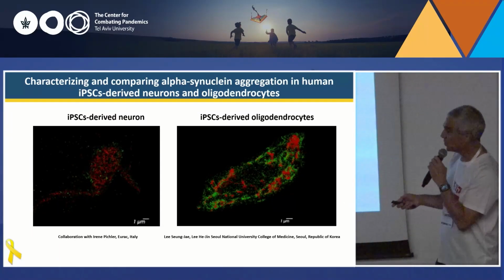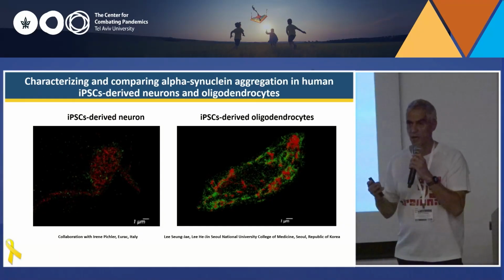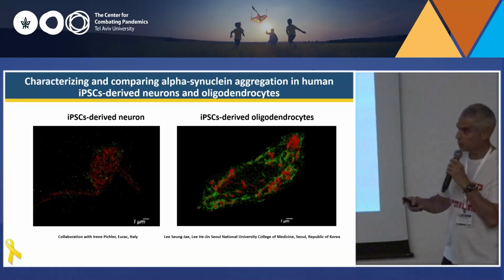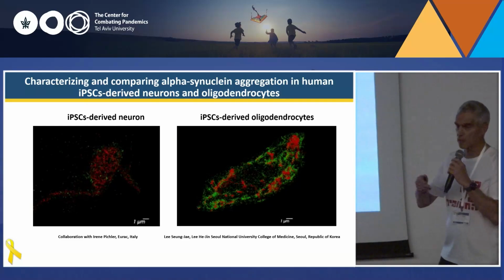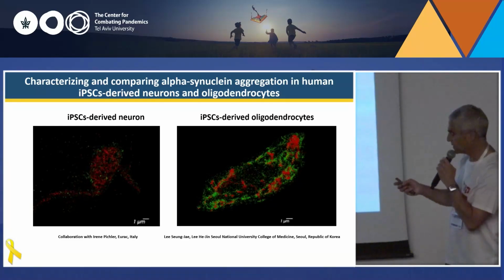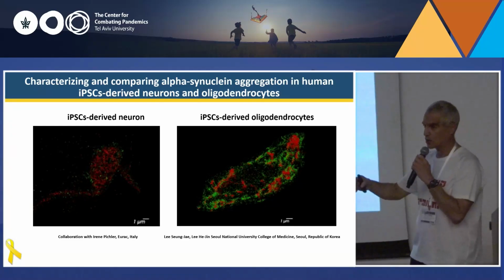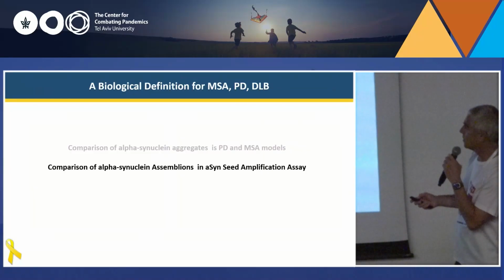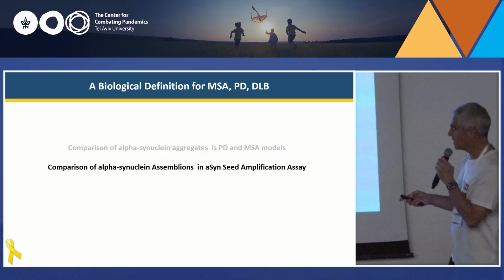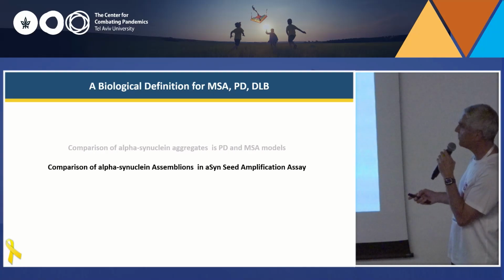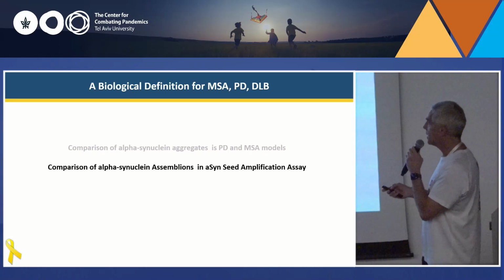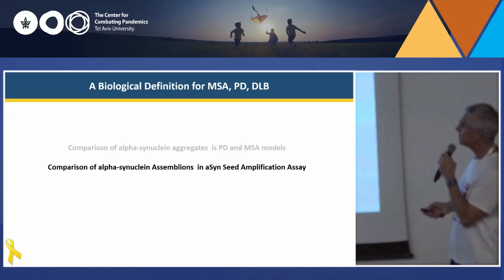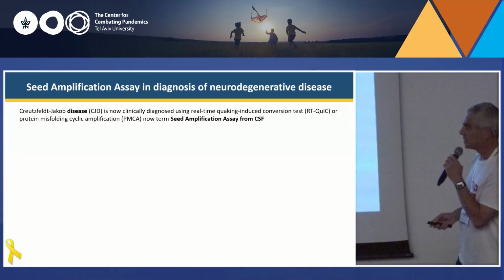And also we are trying to look at iPS cells derived from patients with PD, MSA, DLB, and healthy control, and try to understand the different organization of the protein in these cells that might give us more information about the aggregation themselves. But what we are doing, and it's a bit more advanced at the moment, is trying to compare alpha-synuclein assemblies in an alpha-synuclein seed amplification assay. So I need to explain a bit more about this last sentence.